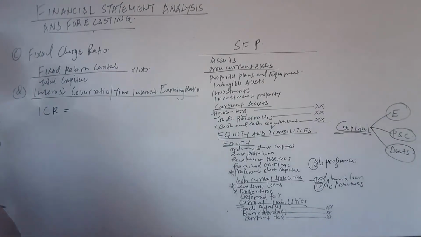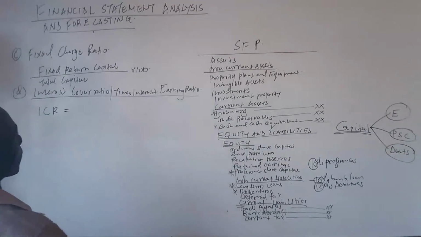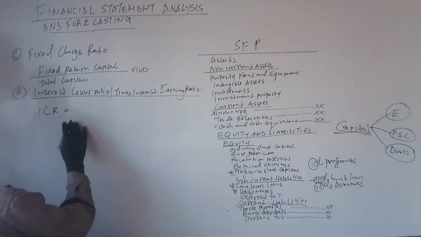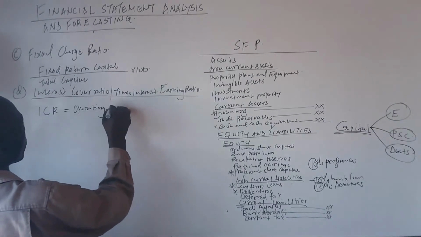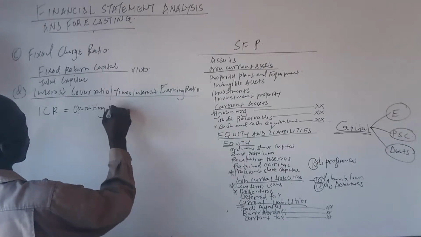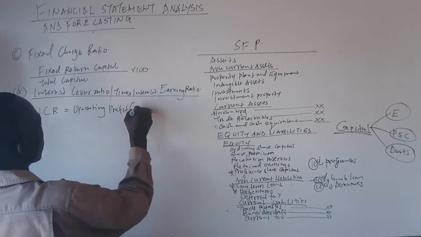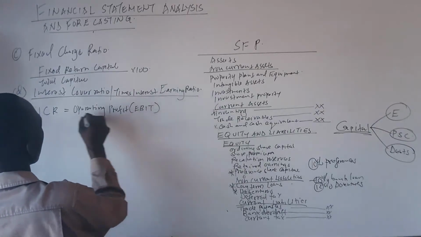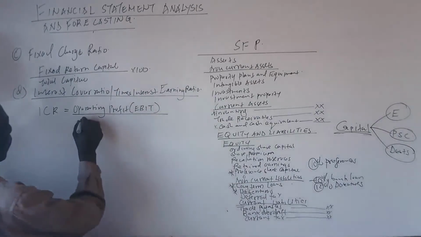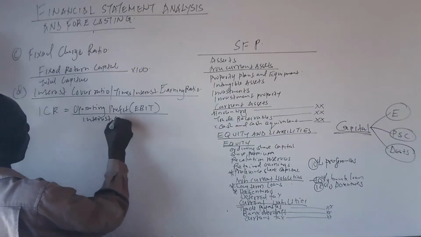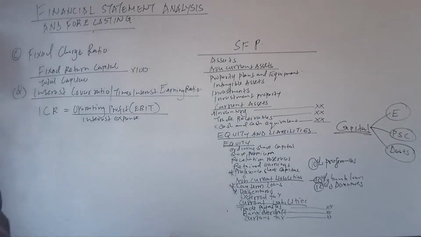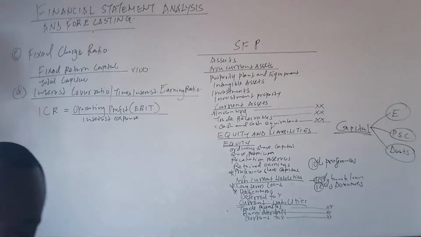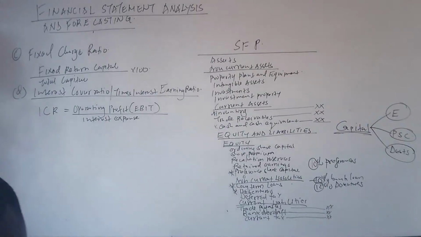The interest cover ratio or times interest earning ratio is going to be given by the operating profit, which is the earnings before interest and tax. Then you divide by what? You divide by the interest expense, and then you get the number of times that we are going to pay this, the number of times.